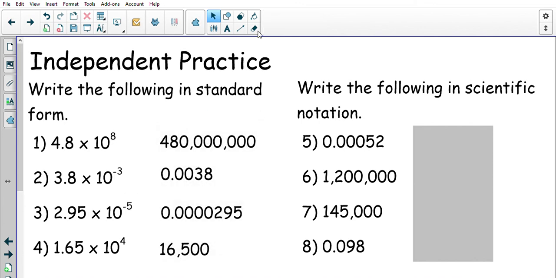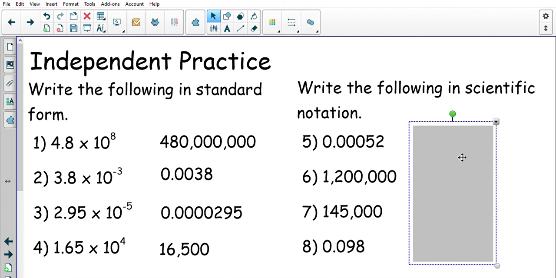So taking a look at the first problem, we're going to move the decimal point to the right 8 places. So you should have a total of 7 zeros here. So you get 480 million. Number 2, move the decimal point to the left 3 places. It's going to get us 0.0038. Number 3, move the decimal point to the left 5 places. You're going to have 4 zeros followed by 295. And then for number 4, move the decimal point to the right 4 places. So you should have 2 zeros at the end to give us 16,500.